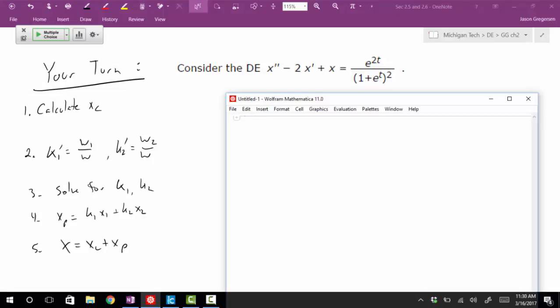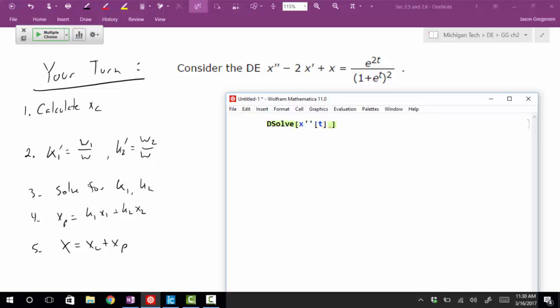Okay, so I want to get started here, do a couple steps. The first thing I need to do is find that complementary solution, and I'm going to do that by hand. I'm going to generate my auxiliary equation, find those roots, and be happy with that. But when I'm done, I can check real quick. I can just solve the associated homogeneous problem.